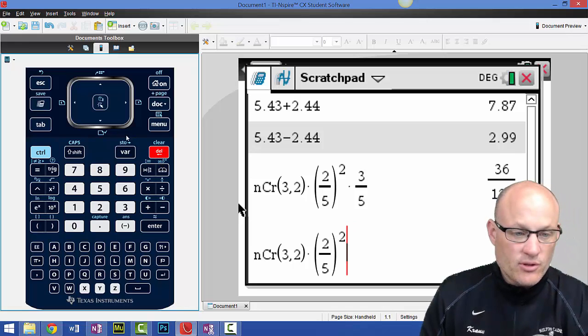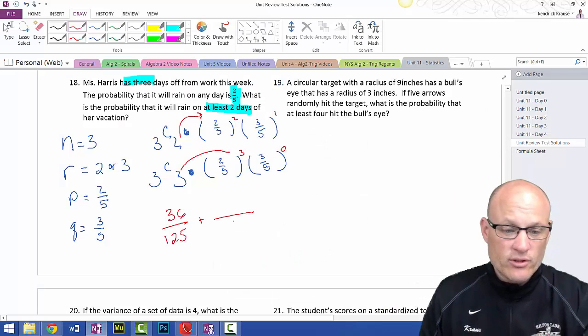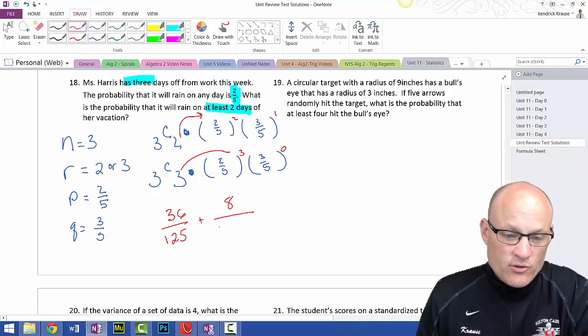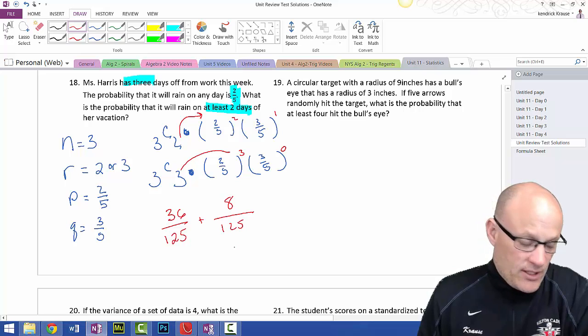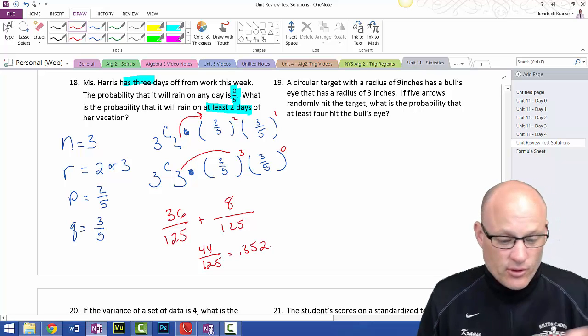And then this one is to the 0 power is 1, so I can just get rid of it. This is 3, and this is 3. It makes a huge difference that you actually change those, and you get 8 out of 125. So 36 out of 125 and 8 out of 125 is 44 out of 125, or 0.352 something.